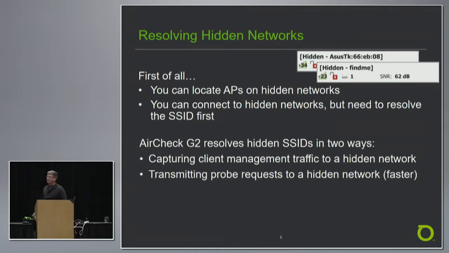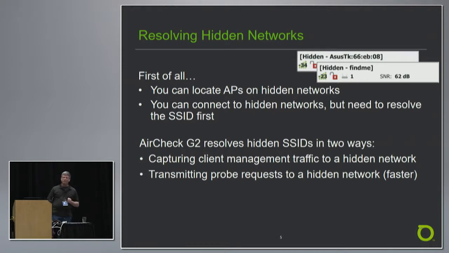And there's really 2 ways that the AirCheck does this. The first way is it will capture client management traffic to a hidden network. So if there's a client device sending out probe requests for a hidden network and an access point responds to that, and the AirCheck can capture that, it will pick that up and resolve it. Sometimes though, of course, this is a little bit spotty because you have to be able to capture that management traffic. A much more reliable and faster way of doing it is basically to allow the AirCheck to transmit probe requests for the hidden network. And this will resolve it much faster.